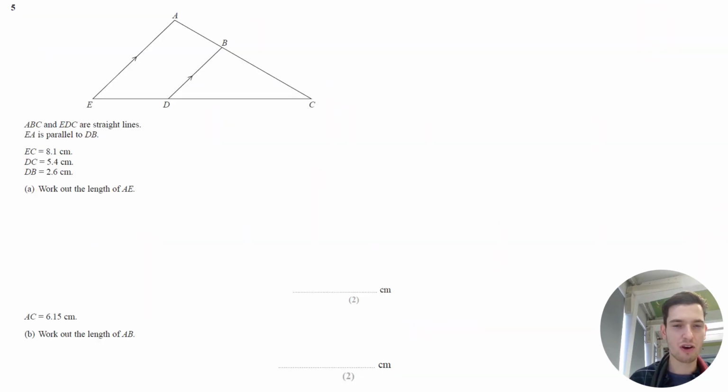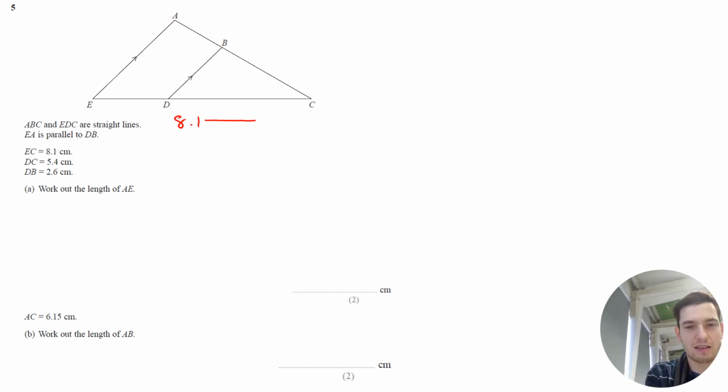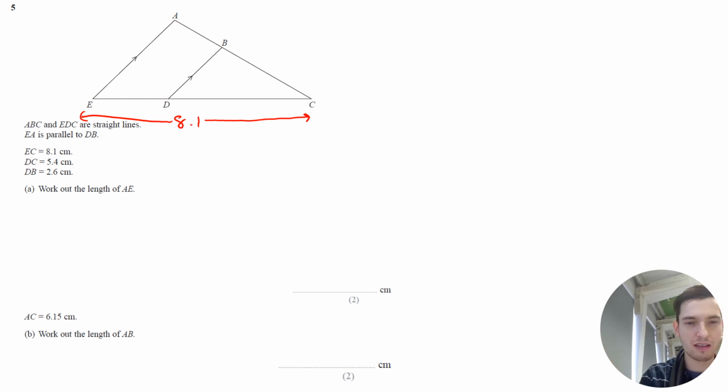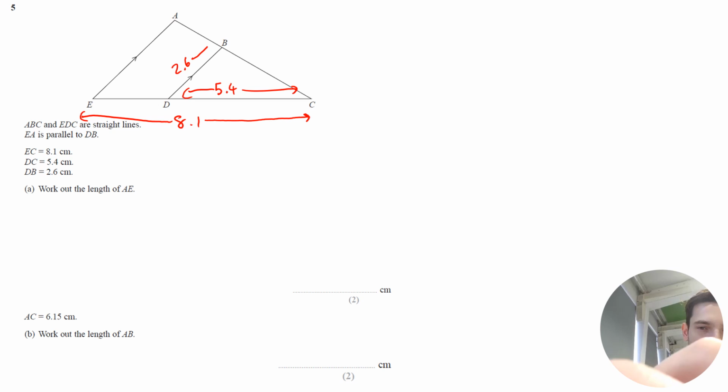Okay, question 5. So I've got a picture of a triangle here. ABC and EDC are straight lines. EA is parallel to BD. And then I got some measurements. So I should definitely draw these measurements on straight away. I think it's going to be a similar triangles question because I've seen this in class recently. So EC, I've marked that on, was 8.1. DC was 5.4. And DB is 2.6. DB 2.6.